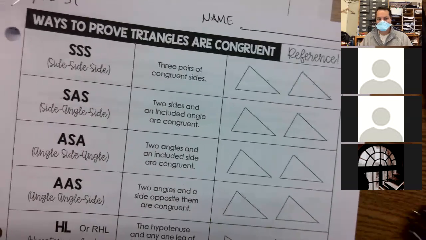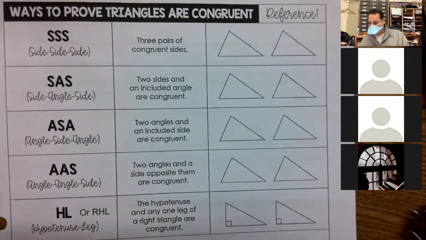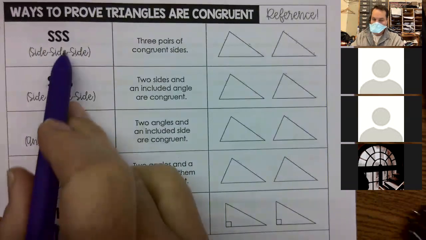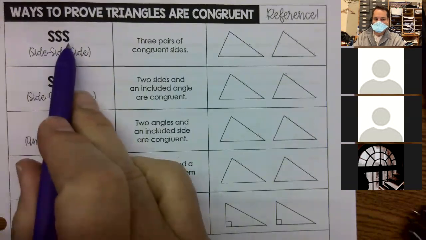So what we're talking about is how to prove triangles are congruent. There are a couple of theorems we can use. One we're going to postpone till later, but side, side, side is the primary.